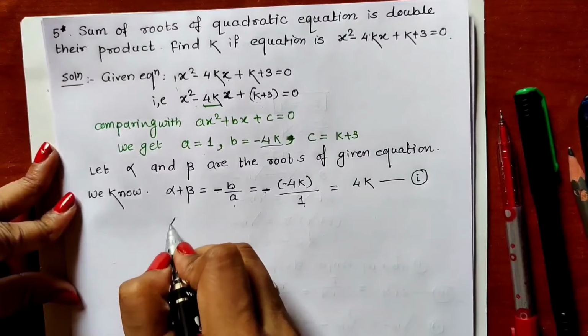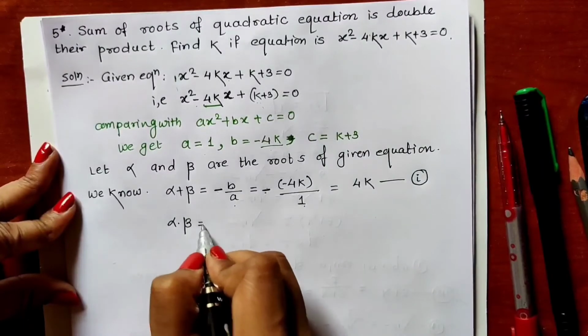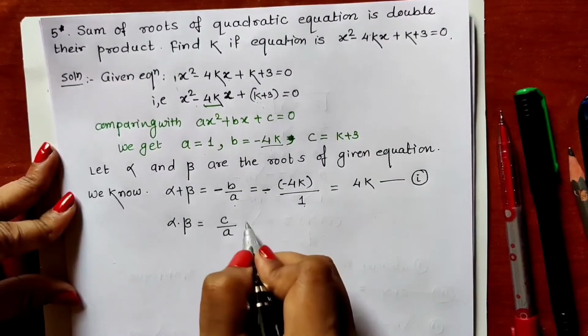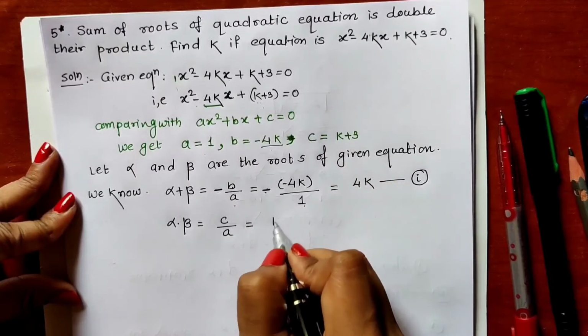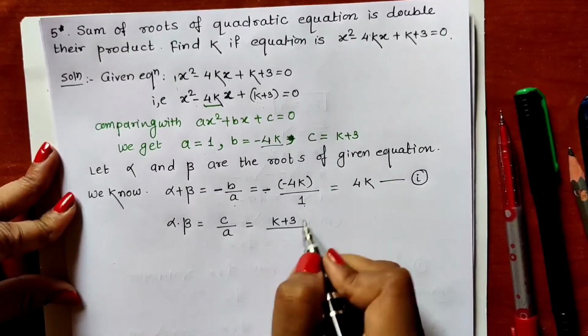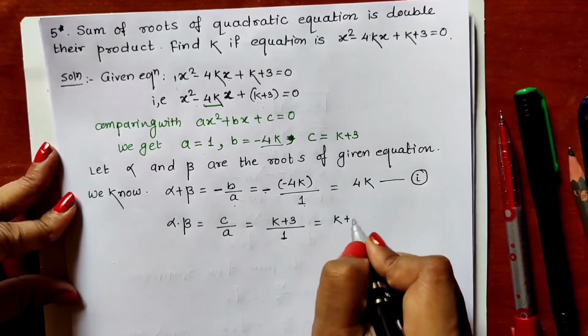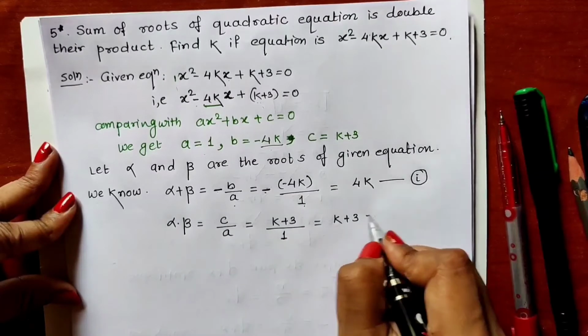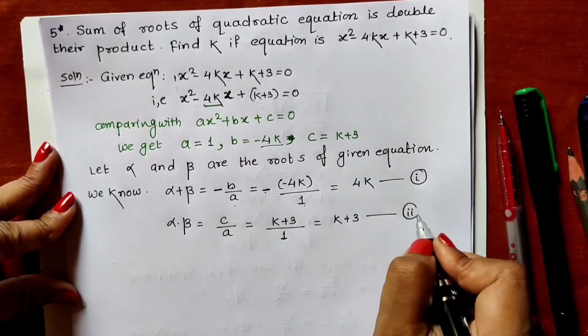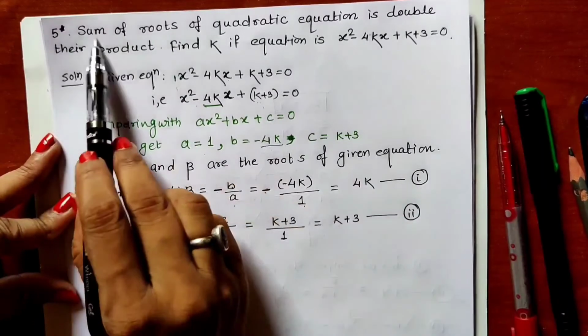Now we will write alpha into beta. Alpha into beta formula is c upon a. c value is k plus 3 upon a, which is 1. So it means k plus 3. Alpha into beta is k plus 3. This is equation 2.